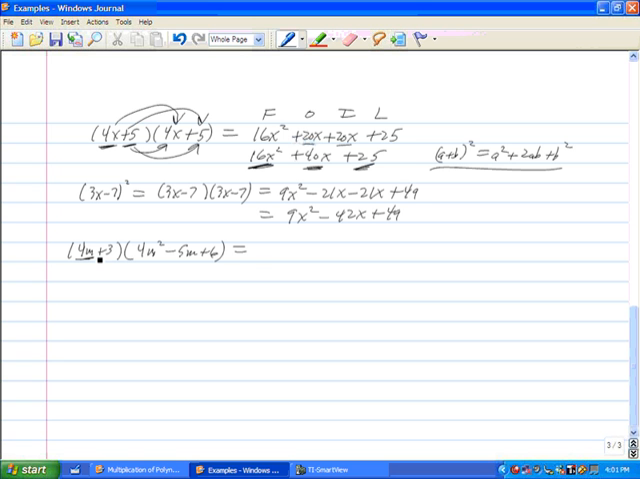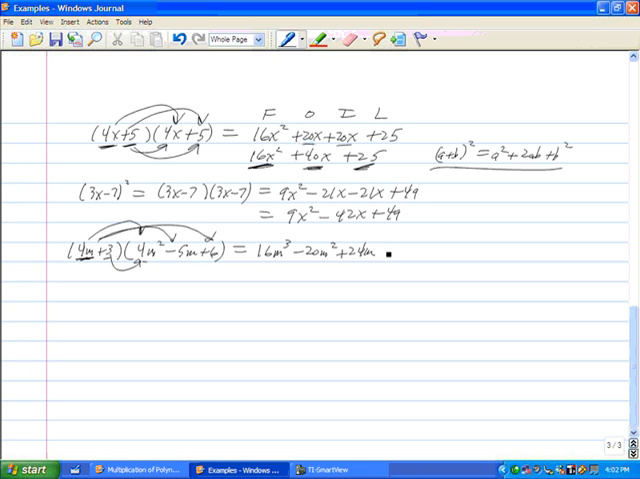So I'll start with the 4m, and here it goes. 4m times 4m squared is a 16m cubed. Next multiplication will be here. 4m times minus 5m is minus a 20m squared. And here, 4m times 6 is a plus a 24m. So I've taken the 4m all the way through. 1, 2, 3 times. Time to work with the 3.